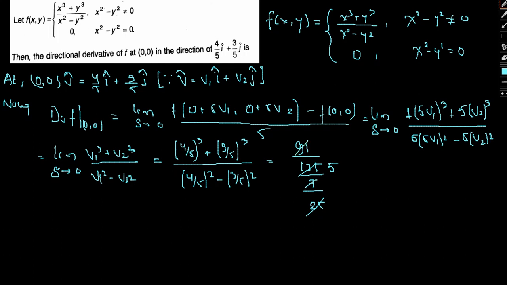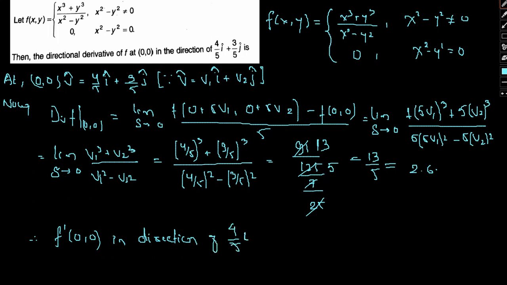Which should give us 13 by 5, which gives us 2.6. Therefore, our final answer would be: the directional derivative of f at 0, 0 in the direction of 4 by 5 i cap plus 3 by 5 j cap would be 2.6, which is our final answer.